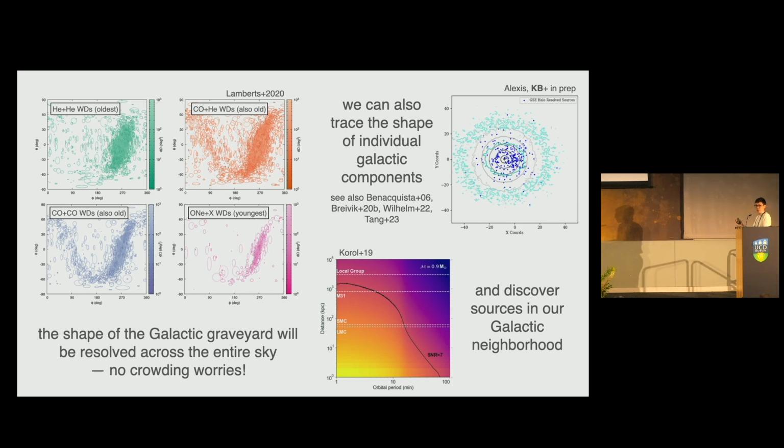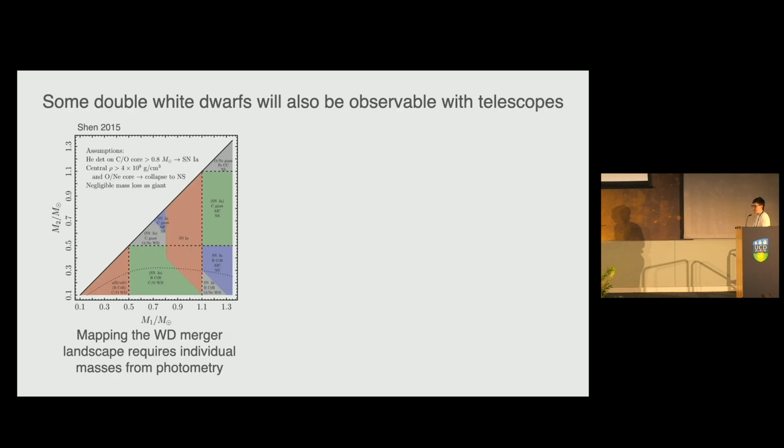Not just double white dwarfs, LISA will also see some other things. Oh wait, I skipped ahead, sorry. We'll also be able to see double white dwarfs with telescopes. Once we know where their frequency is and where they roughly are in the sky, we can point telescopes to find them, and eventually we'll be able to map all of the white dwarf merger landscape that produces a whole host of transients, things like type Ia supernovae, .Ias, R Coronae Borealis stars. LISA will tell us where all of these things are, so why not look at them?